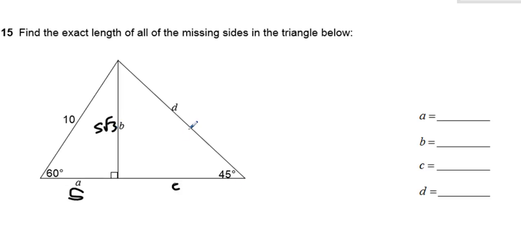Since this side's a 45, 45, 90, the two legs have to be the same. So if that's 5 square root of 3, so is this.